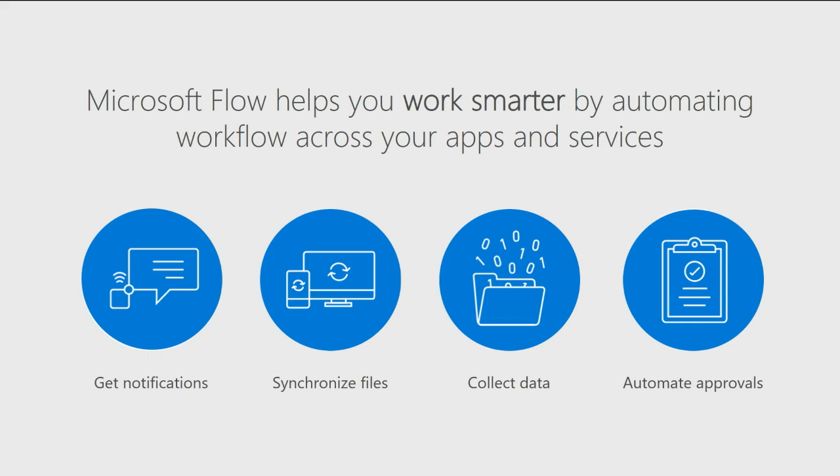You can use it to get notifications anytime a file is updated. You can also use it to keep your various data sources and files in sync so that you always have the latest version of your files. You can also use it to collect business data and organize it. And then finally, you can also use it for automating approvals and getting instant notifications and alerts. And this is just a few of the examples, and Flow can be used in many, many more scenarios. And Stephen's going to show more demos later as well.